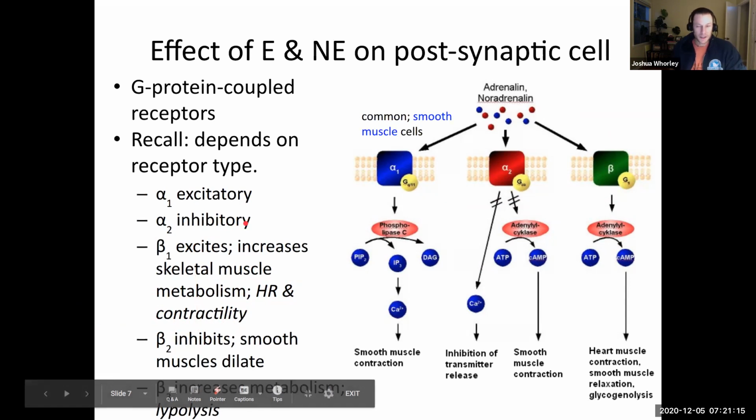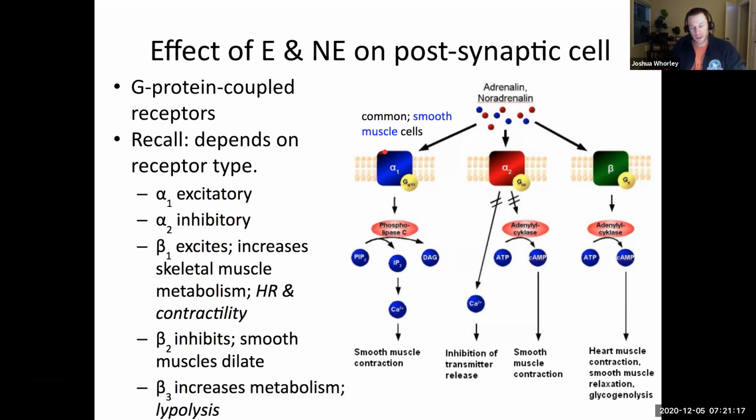Or play these little games like, what if I had some toxin or some drug that suppressed the activity of this receptor or increased the activity of this receptor or whatever. Okay, please let me know if you have any questions about this.